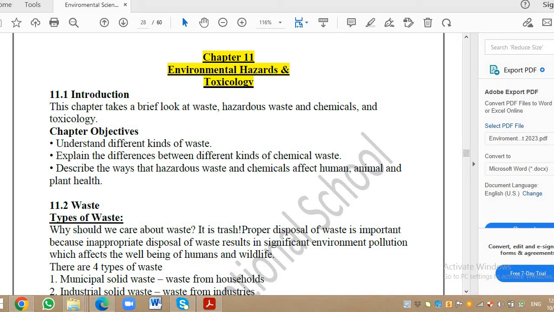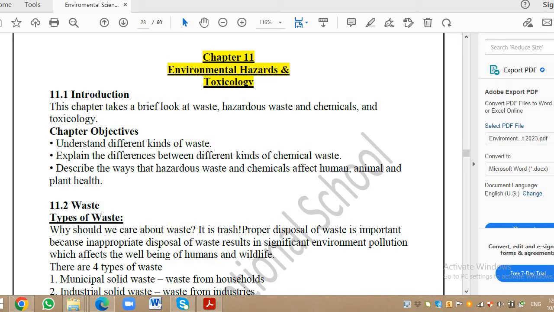We're going to take only the first two sections, 11.1 and 11.2, and we are going to continue this in the next quarter. So regarding quarter one, we're going to take the first two sections only. Okay, so environmental hazards and toxicology.